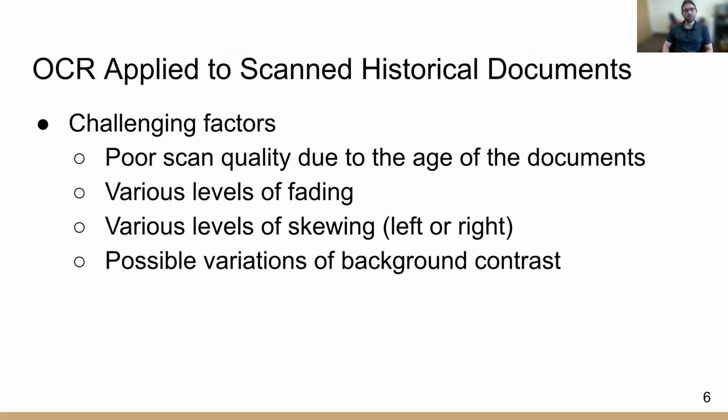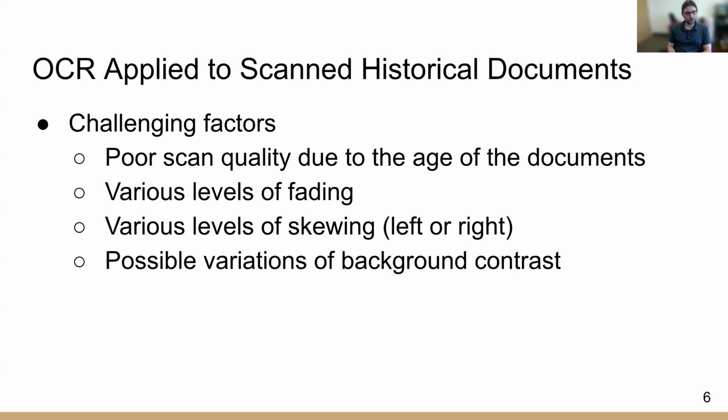So as I was saying, we want to apply OCR to these documents. And as you may have seen, there are some challenging factors. There can be poor scan quality due to the age of the documents, which includes different levels of fading. So some of the characters, as we'll have some zoom ins later, the lines can be thin. They could be partially there or part of letters not even there or even missing. And then there's also, depending on how the pages were scanned, there's different levels of skewing. So either to the left or right, but you don't really know ahead of time what it's going to be.